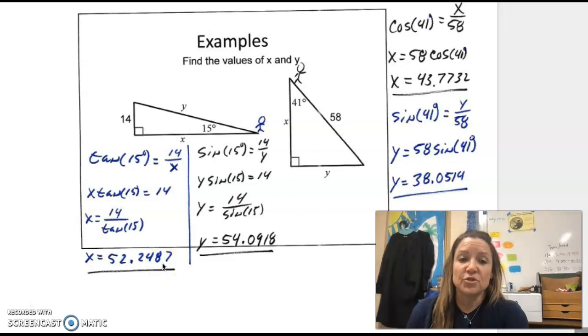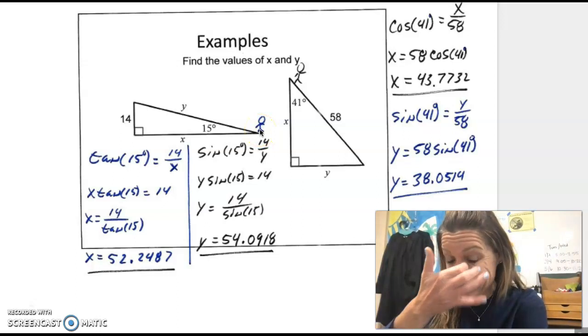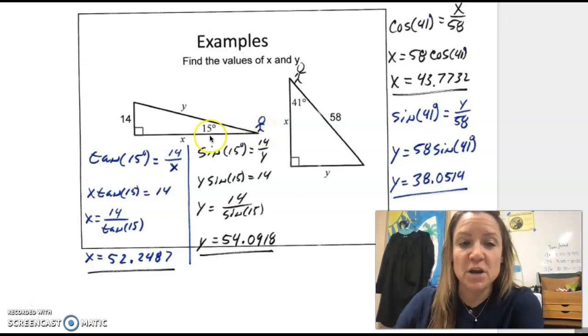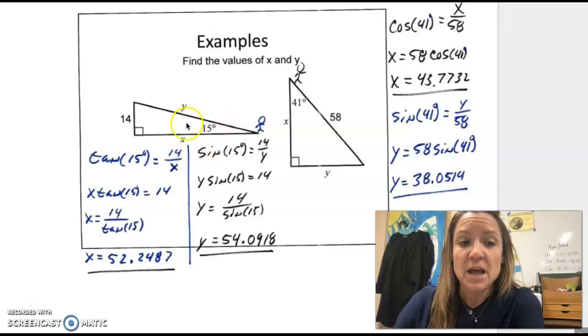Then to solve for the side y, we're going to look and see which trig function to use there. Technically, since you now know 2 sides, you could use the Pythagorean Theorem, but I'm going to use another trig function. From angle 15, I know opposite and hypotenuse, which is sine. So the sine of 15 is equal to the opposite, which is 14, over the hypotenuse, which is y.